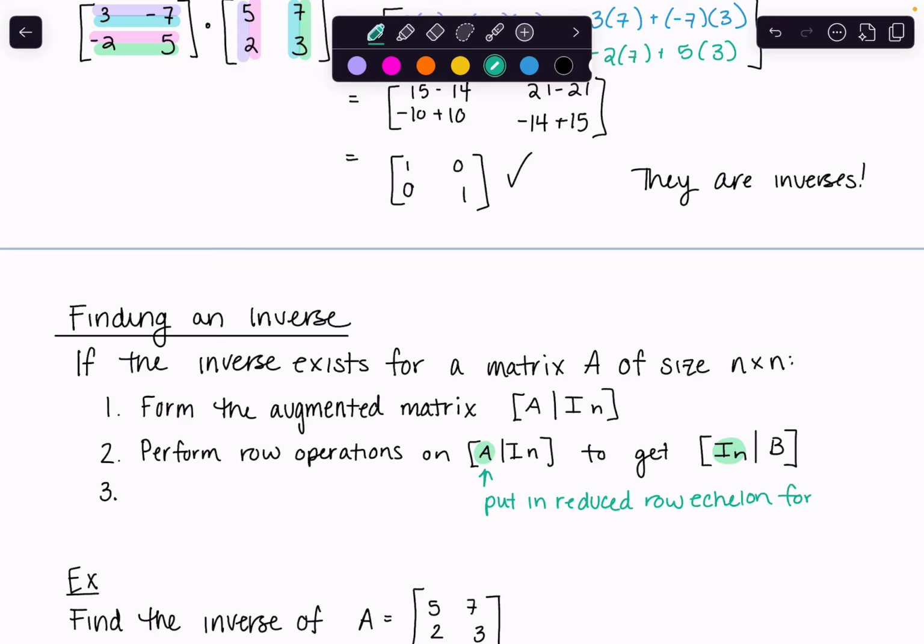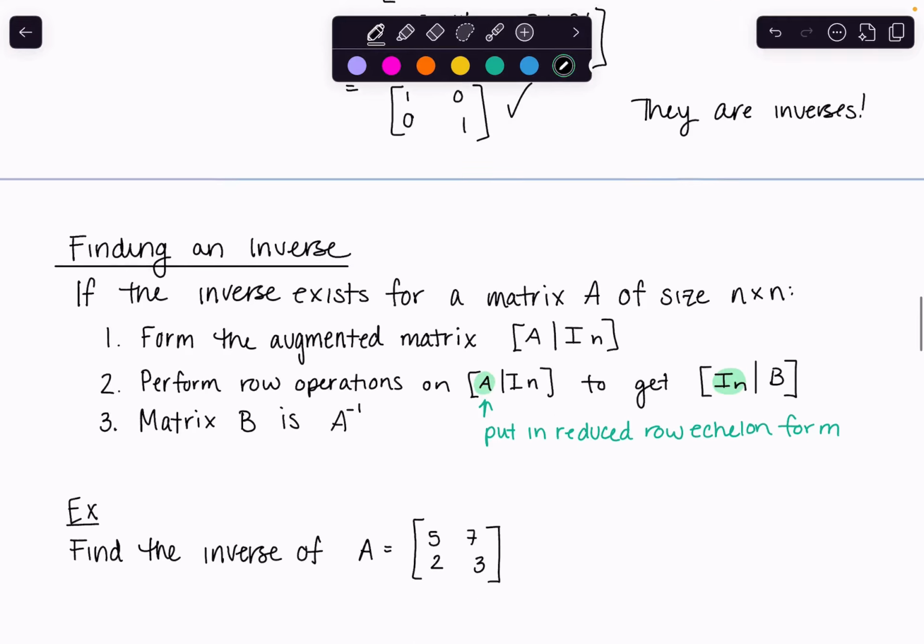You're just doing those operations to both matrices simultaneously. Once you do get the identity matrix on the left-hand side, the thing that is on the right is exactly your inverse. So matrix B is the inverse of A, okay? So let's try this with a 2 by 2 matrix because again, it extends to a 3 by 3. It's just more operations that you have to do.